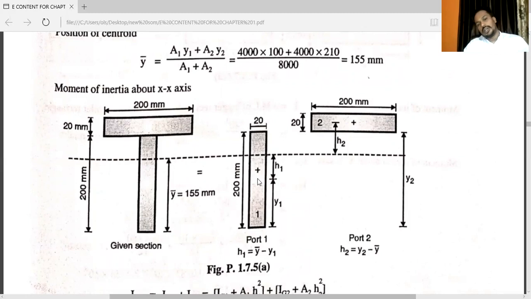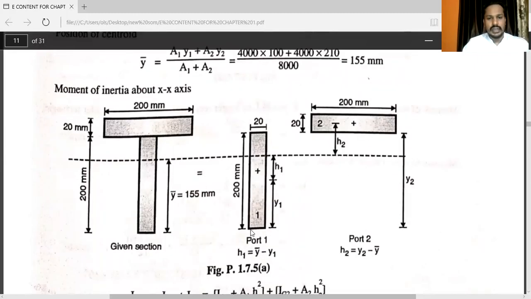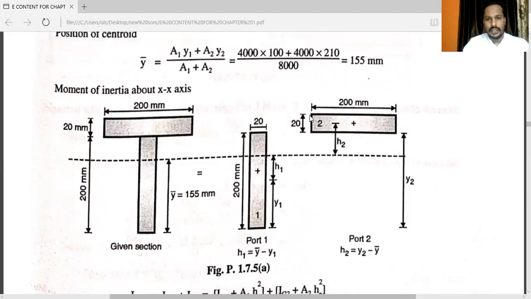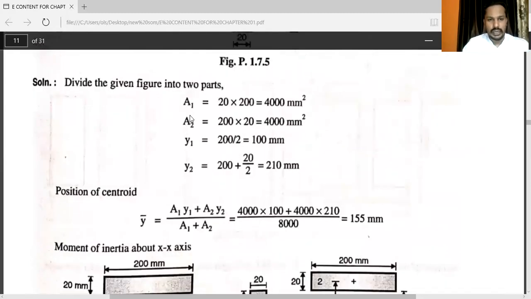See the cursor location. The distance from the base, that is y1. Here, the distance from the base, that is y2. Already you studied in engineering mechanics how to calculate y1 and y2. So here the first area, that is 20 into 200. The second area, that is 200 into 20. So here we have taken the values of A1 and A2.